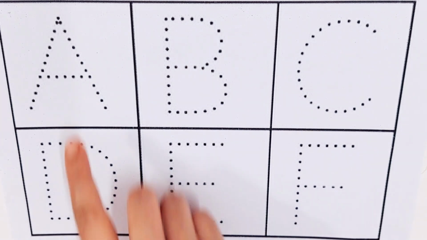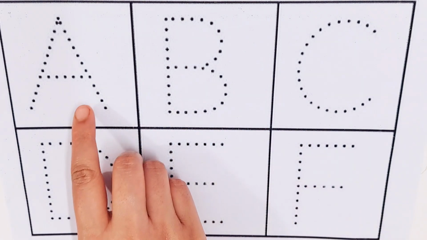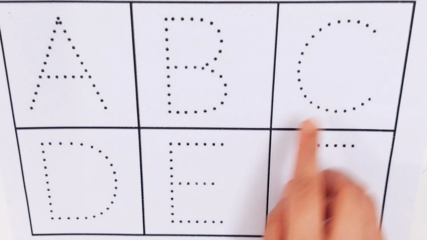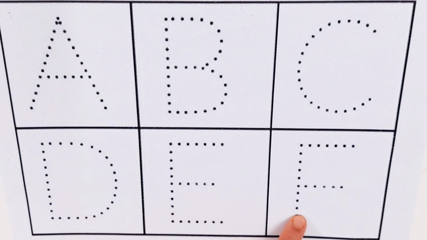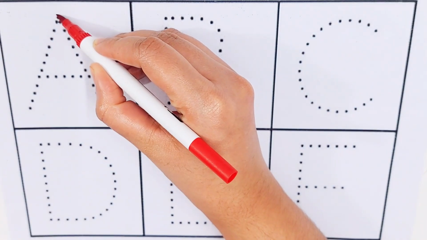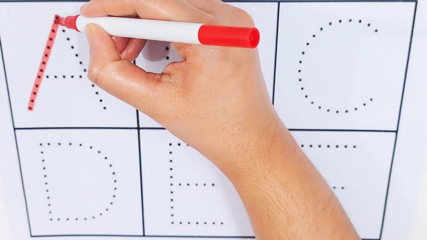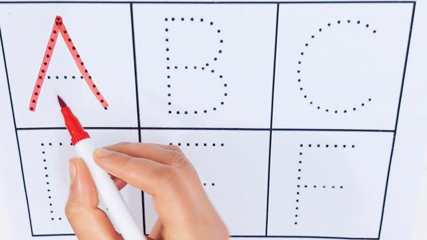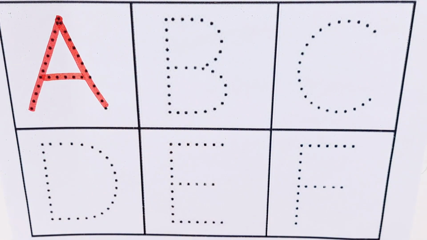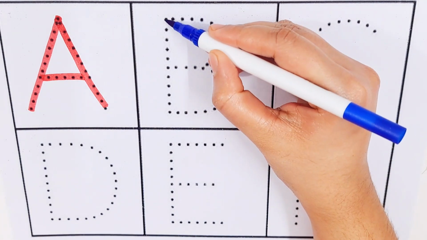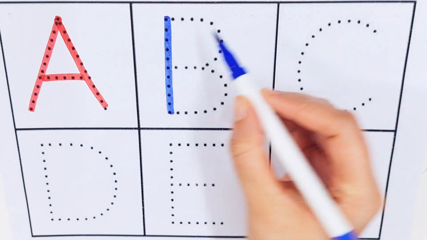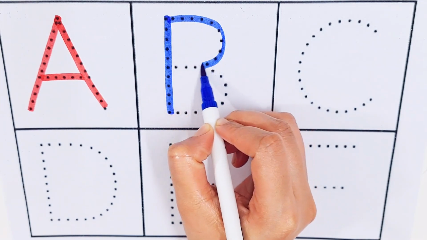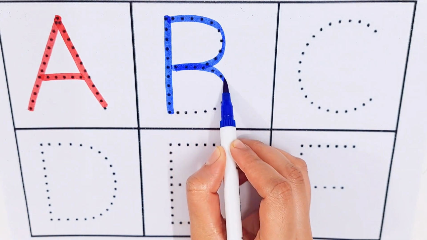Let's try to learn some alphabets and numbers. A, B, C, D, E, F. A for arrow. A for animals. B for bus. B for butterfly.